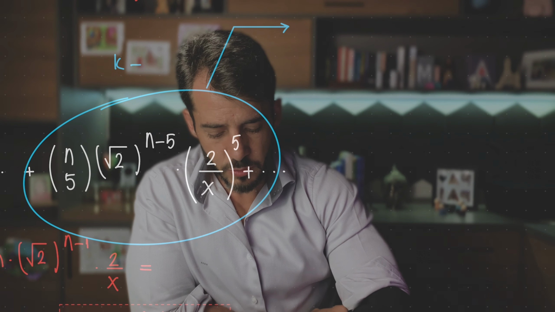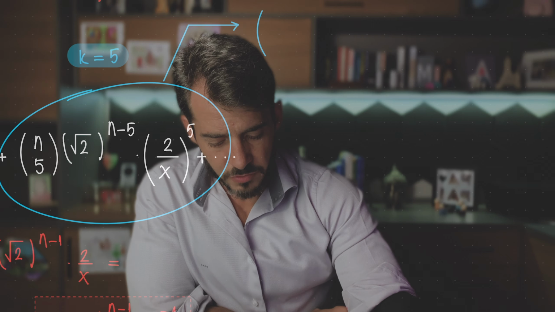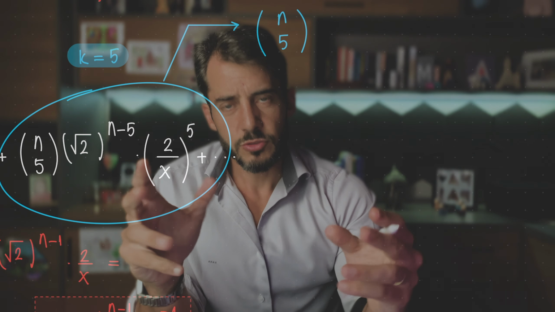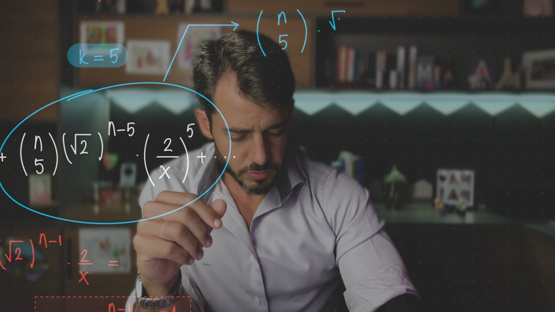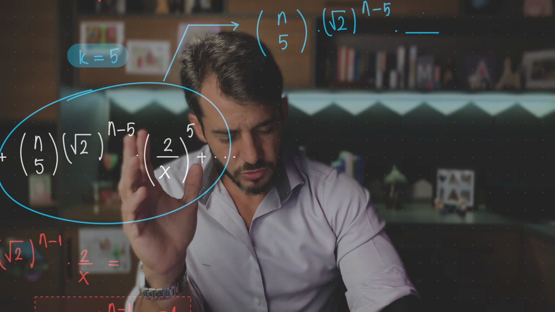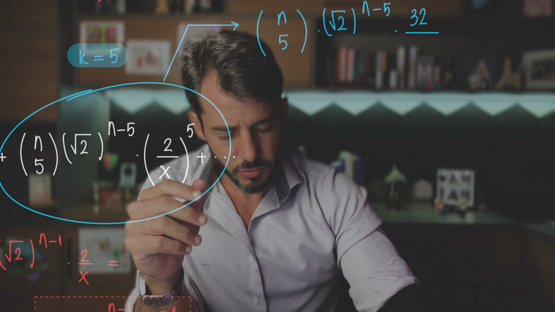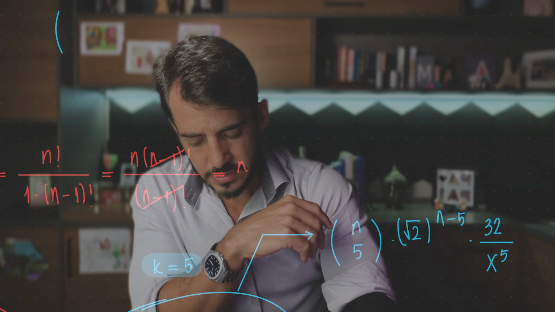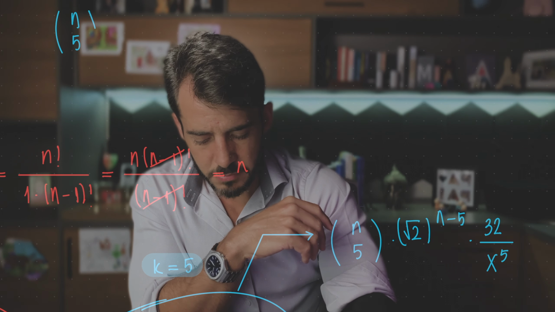So for k equals 5, we have n choose 5, which is a bit more complicated to simplify when compared to n choose 1, times root of 2 to the n minus 5 times 2 to the 5th, which is 32, over x to the 5th, which is just x to the negative 5. Now, let's simplify n choose 5 as much as we can.